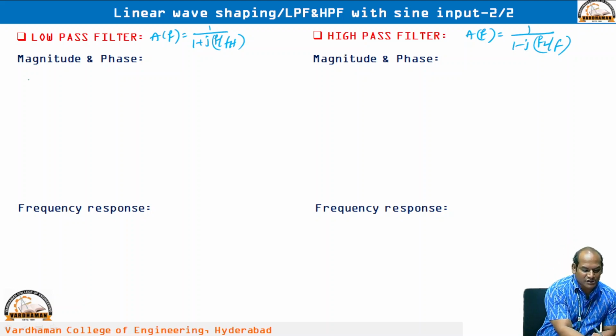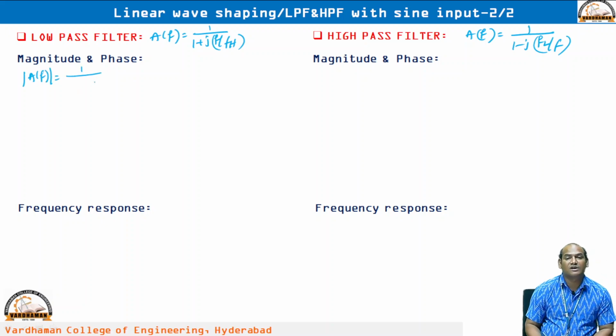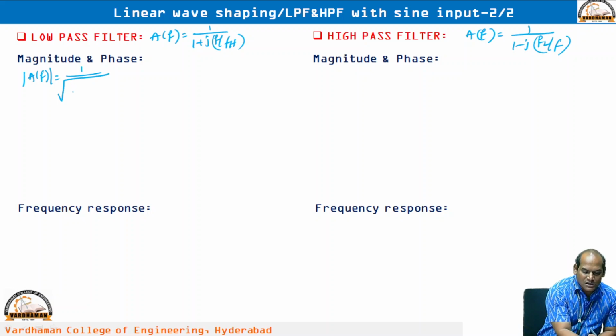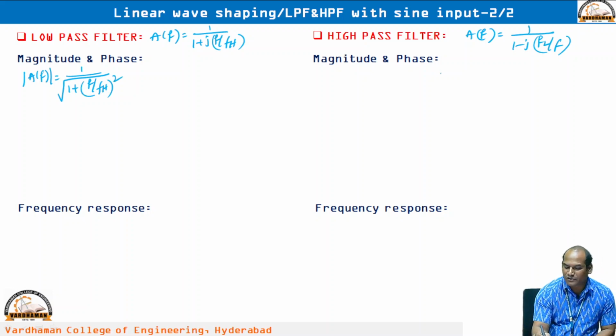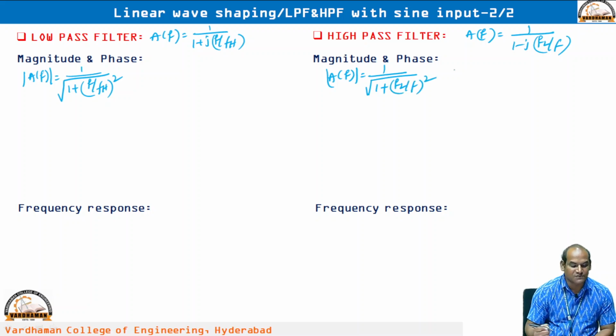If you take the magnitude of A of f, you will get a numerator of 1 only, and the denominator is in the complex form a plus jb. So, the magnitude is given by square root of a square plus b square. So, I am getting square root of 1 plus (f by fh) square. And for the other circuit, the magnitude A of f is equal to 1 by square root of 1 plus (fl by f) square. So, like this we will get.